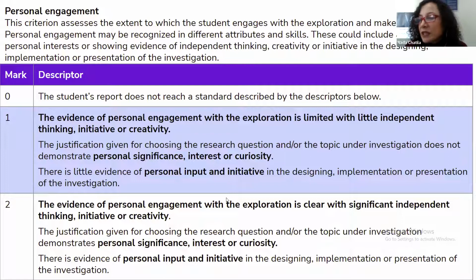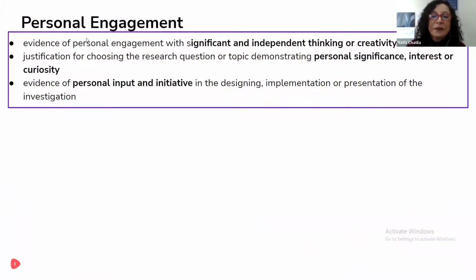This is the criterion for the personal engagement. You will see a lot of words being bolded. And there's only one mark per performance level. These are the descriptors that we are going to check. There is the first one, significant and independent thinking or creativity. I will highlight the word or. There is justification for choosing the research question and/or topic demonstrating personal significance, interest or curiosity, evidence of personal input and initiative in the designing, implementation, or presentation of the investigation.